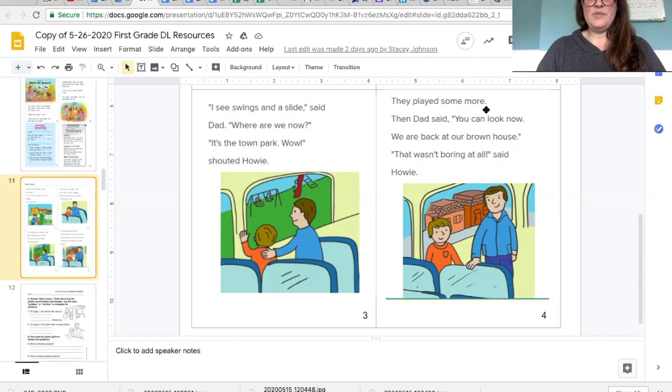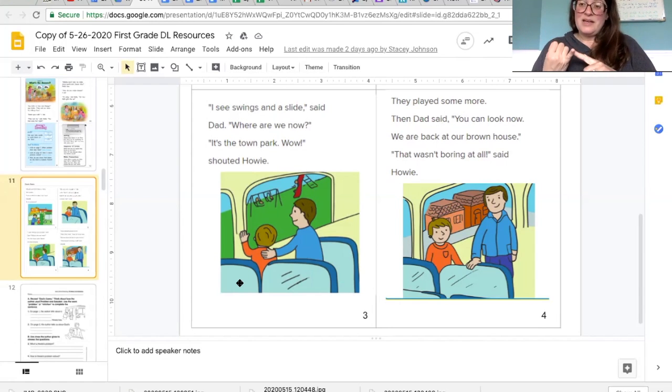Then they played some more. Then Dad said, you can look now. We are back in our brown house. That wasn't boring at all, said Howie. Oh boy. So the end, we found out that the solution worked to the problem.